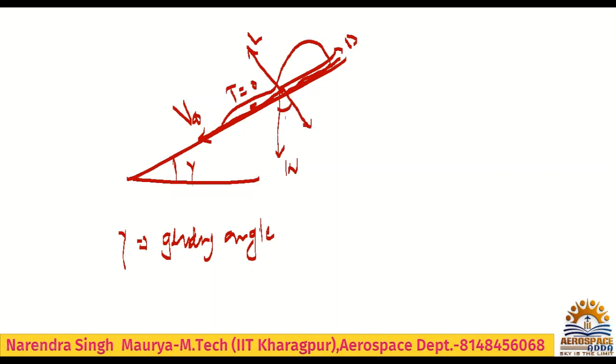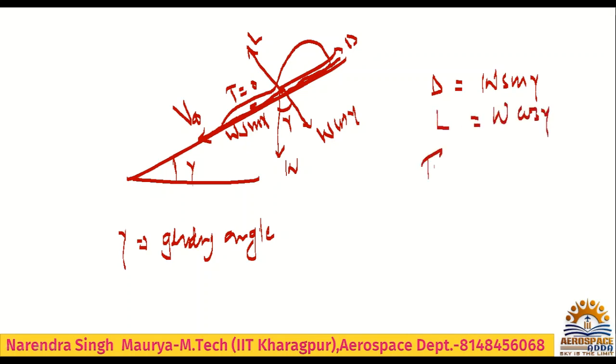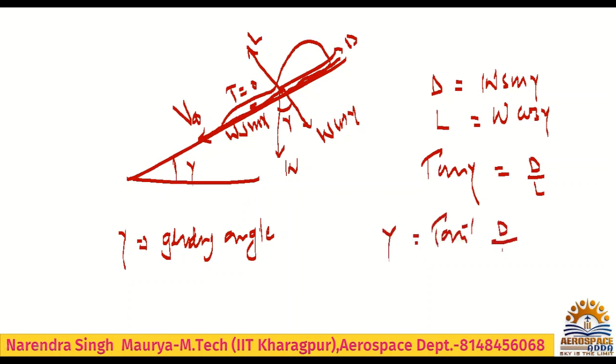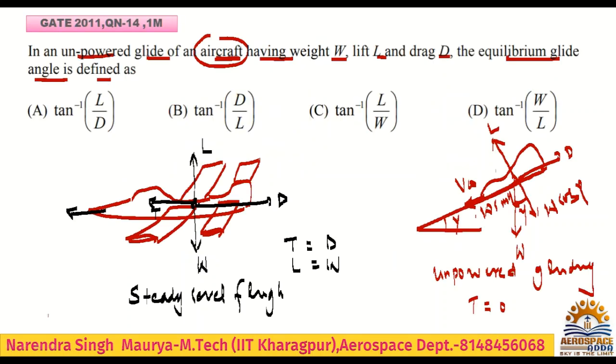This component is W cos gamma, and this will be W sin gamma. If you resolve the forces, what will you get? D is equal to W sin gamma and L is equal to W cos gamma. What will be tan gamma? Tan gamma is nothing but D by L. So gamma will be tan inverse D by L, where gamma is the glide angle. Simply, here it was asked what the glide angle is.